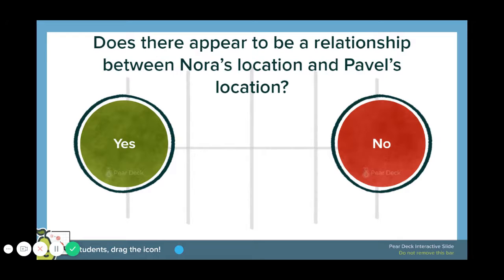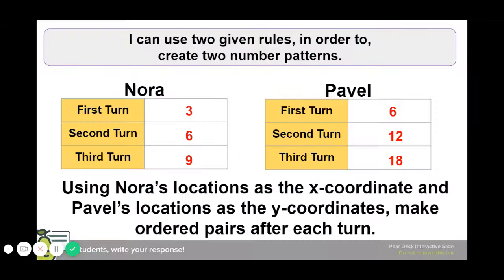Now, does there appear to be a relationship between Nora's location and Pavel's location? Yes or no? There is a relationship between their locations. If we go back and look, from 3 to 6, from 6 to 12, and from 9 to 18. So Pavel is double the amount away from Nora. So Pavel's numbers are double that of Nora's.